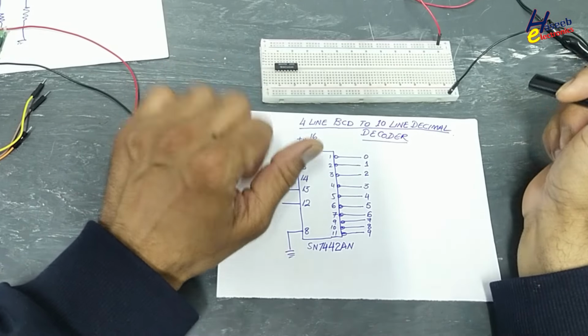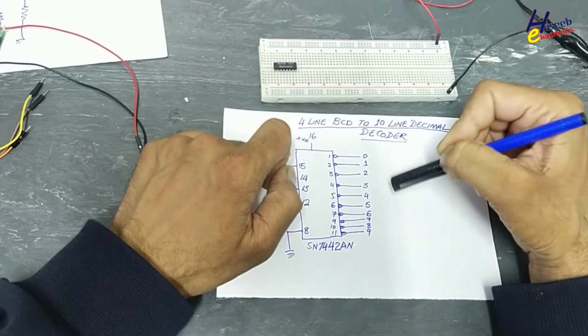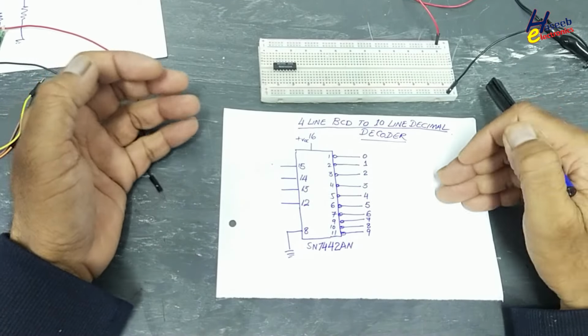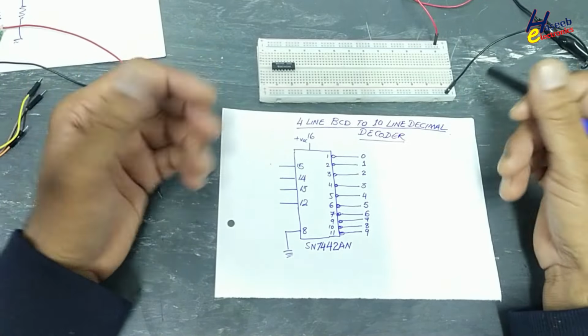SN7442 ANIC, 4-line BCD to 10-line decimal decoder IC. We will see its function and we will see how it works and how to test it.